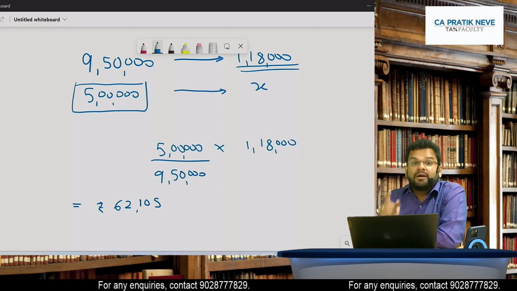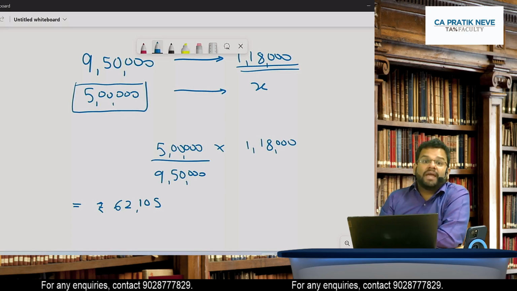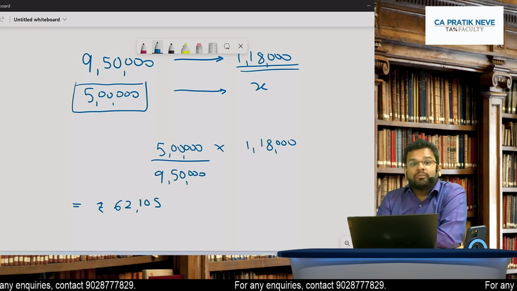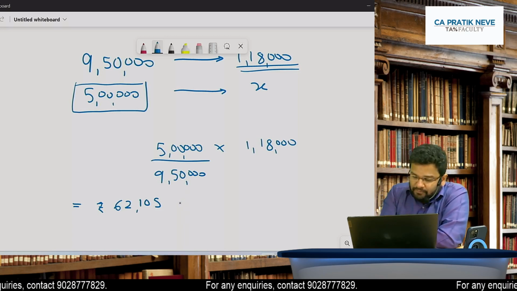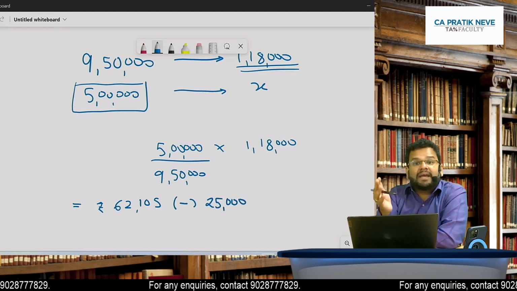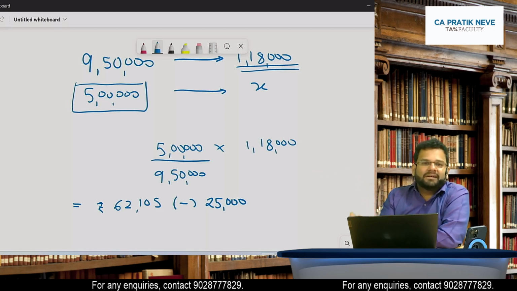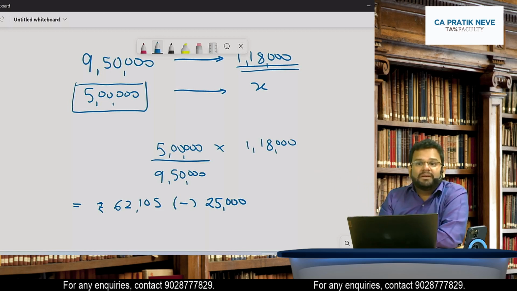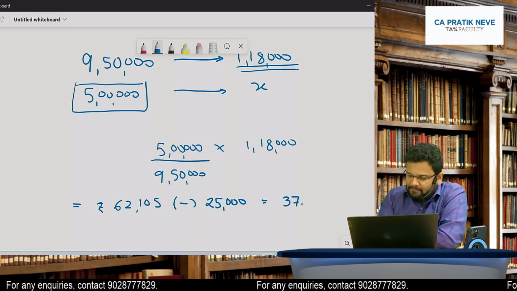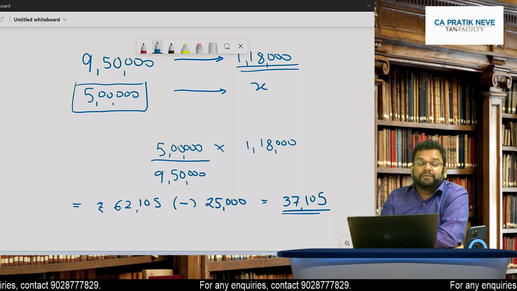Friends, but how much is output tax of A? To pay output tax on A, how much of credit you must have used? You must have used credit of 25,000. Of that, you cannot claim a refund. So what will be the refund that you can claim? Maximum 37,105. That's your final answer.